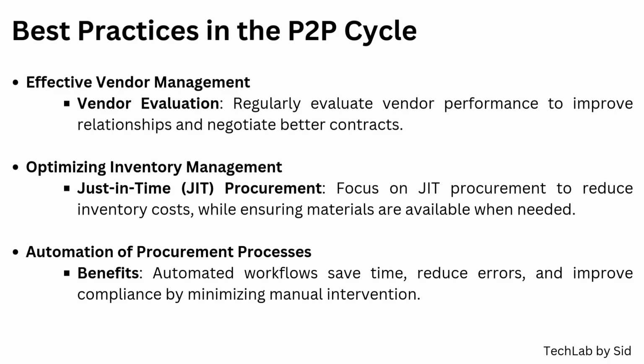processes. Effective vendor management focuses on building long-term relationships with reliable suppliers. Optimizing inventory management is crucial for ensuring materials are available when needed without the risk of overstocking. A key strategy in this is just-in-time procurement, which helps reduce inventory costs and improve cash flow by ordering materials only when they are needed. Automating procurement processes significantly streamlines workflows, eliminates manual errors, and enhances efficiency.